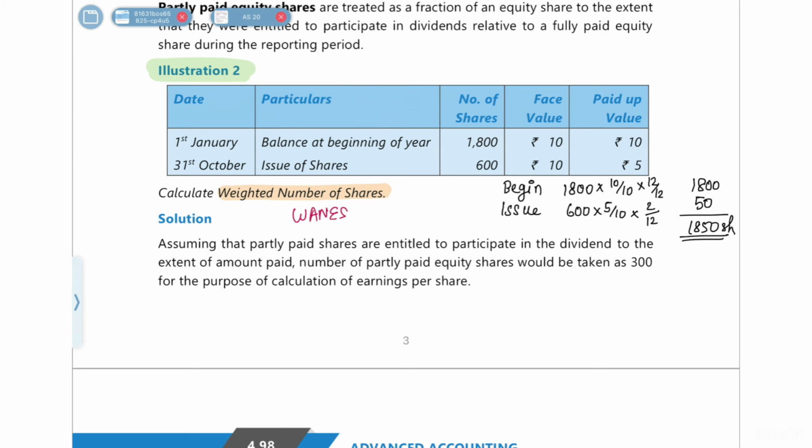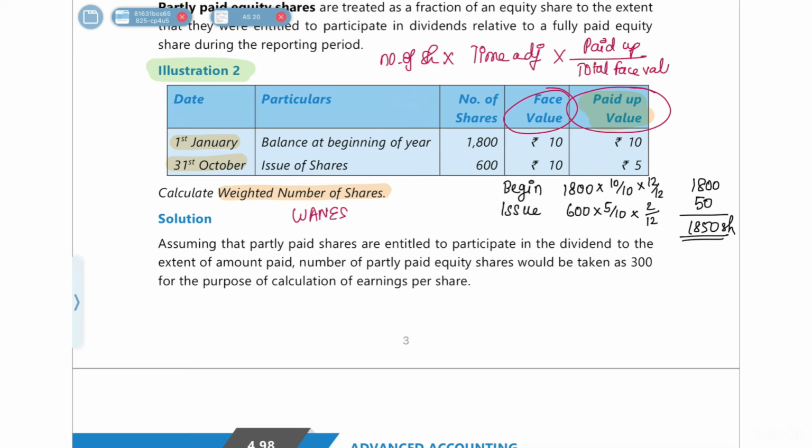Okay, so here what is different is, apart from the time adjustment, here they have given you the paid up value also. So when you do the calculation, you have to take the number of shares. If there is any time adjustment, you have to do that as well, multiplied by, since paid up value is given, that is, there is a different face value and a different paid up value, then you have to do how much is the paid up value divided by how much is the total face value also.